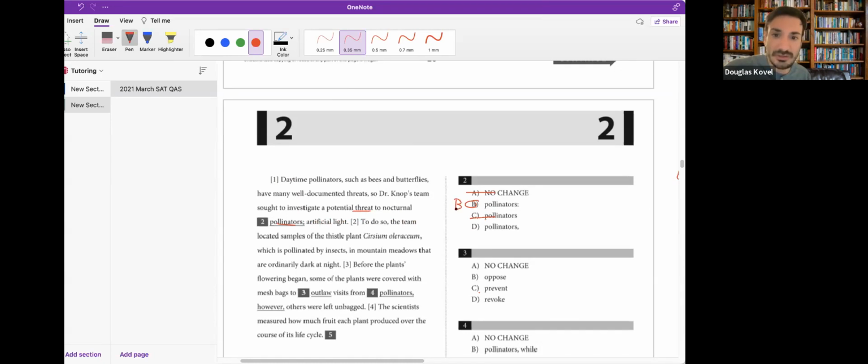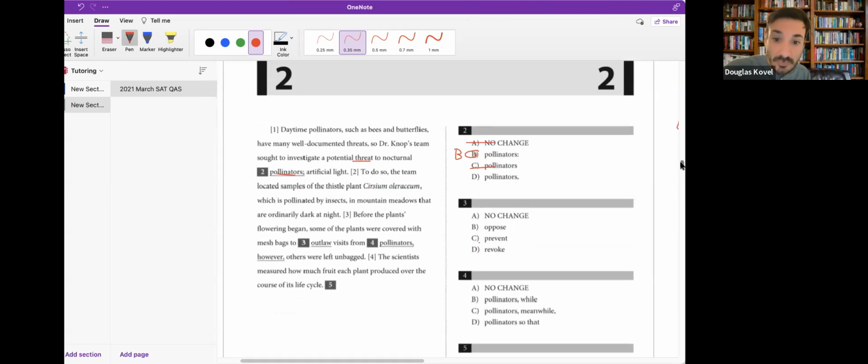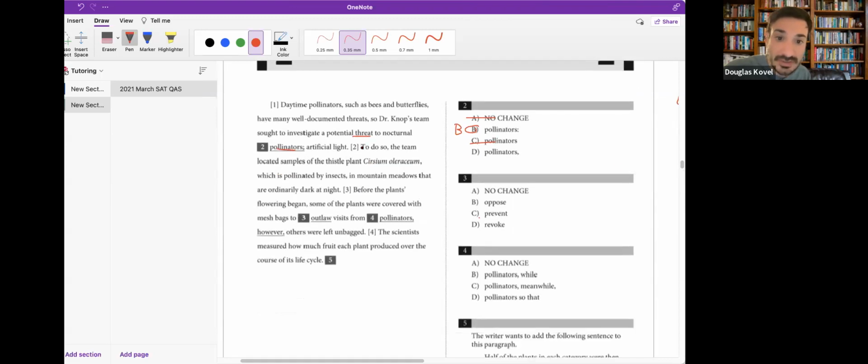But again, normally they don't get that tricky, but this was one of the few cases where they did give you two potentially right options, but one of them was better. All right, so we'll read the next sentence. To do so, the team located samples of the thistle plant Cirsium oleraceum, which is pollinated by insects in mountain meadows that are ordinarily dark at night.